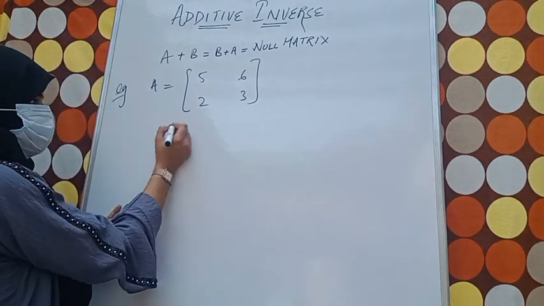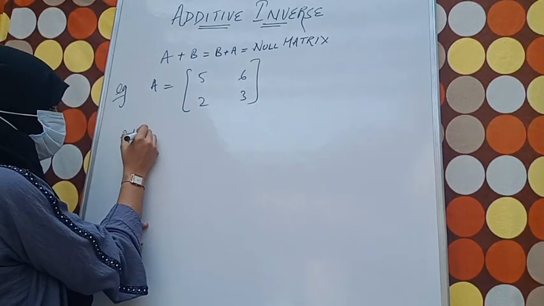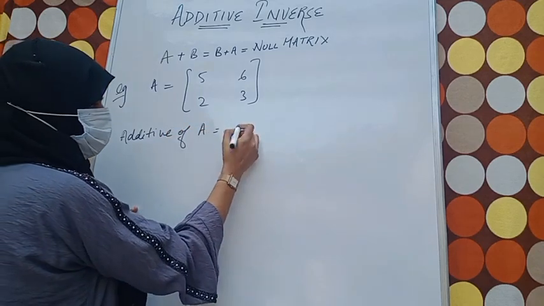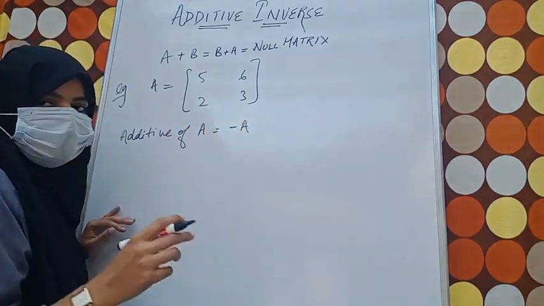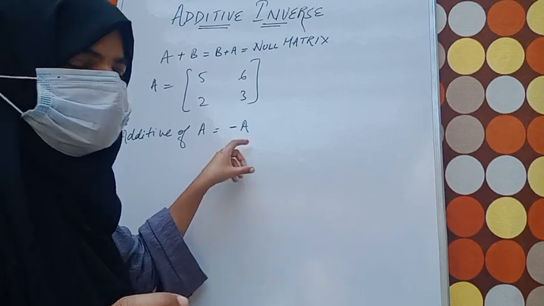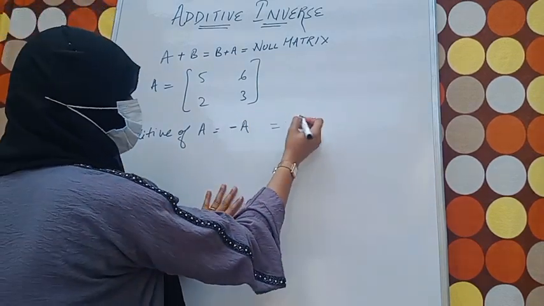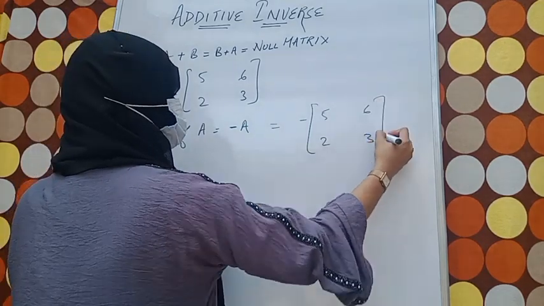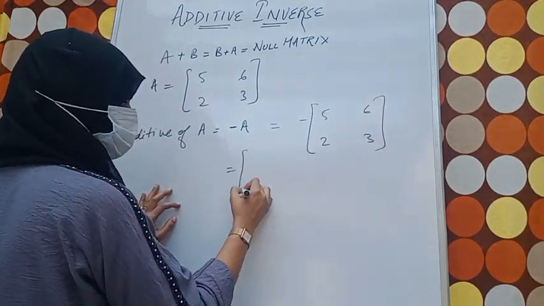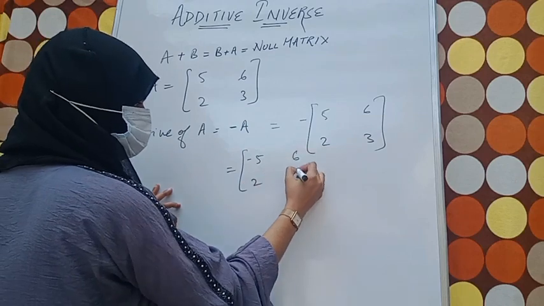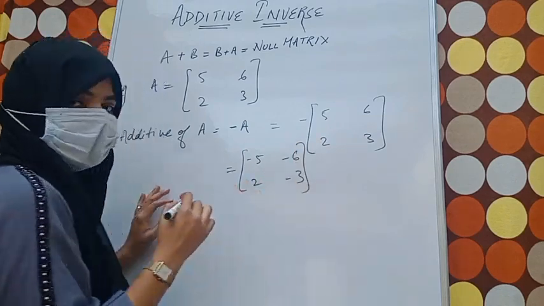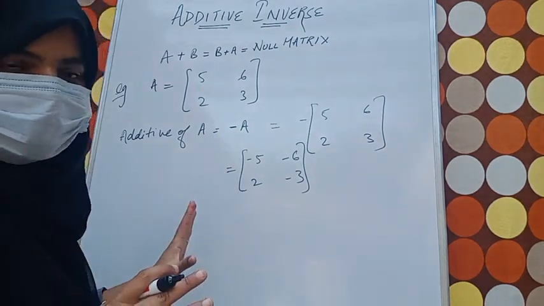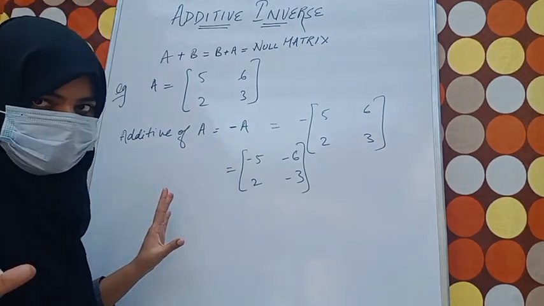Means the additive inverse of A we can say is minus A. You will put this minus sign with that matrix. Same I'm going to do, 5, 6, 2, 3. Now what will it become? Minus 5, minus 6, minus 2, minus 3. Now how is it going to satisfy? Got my point?